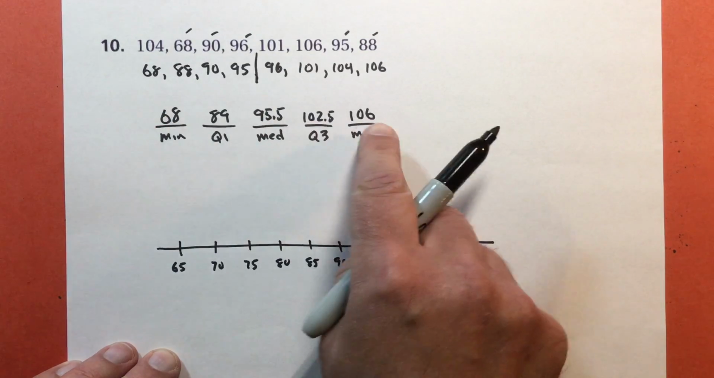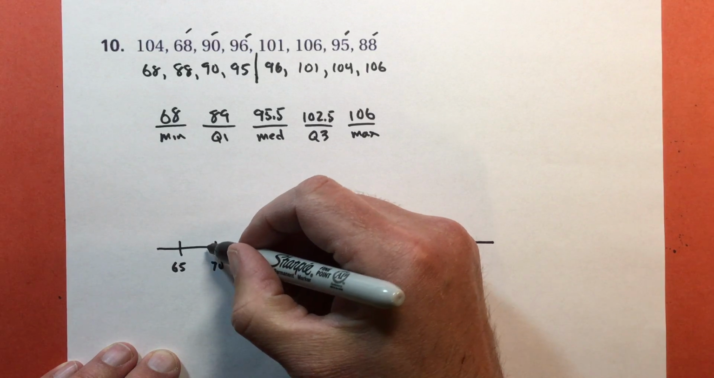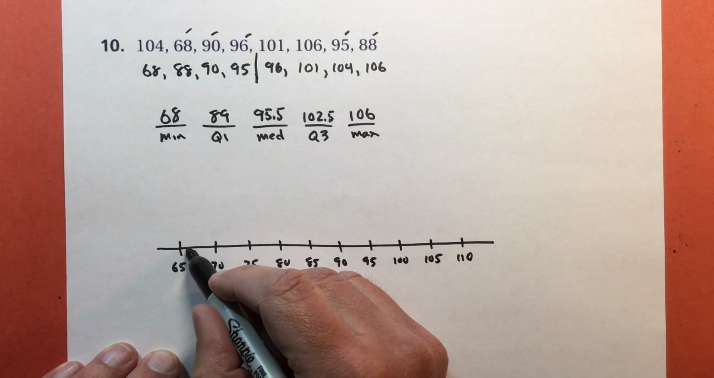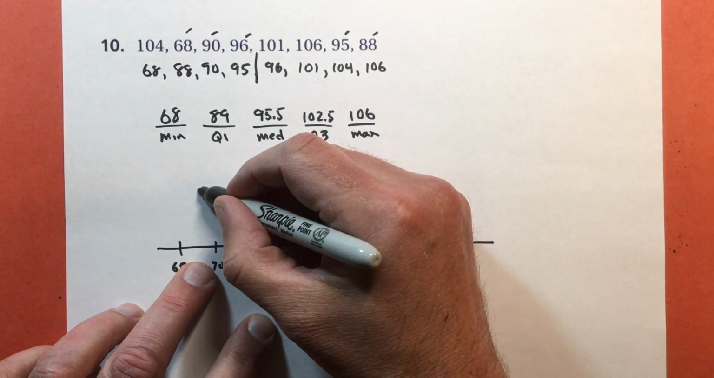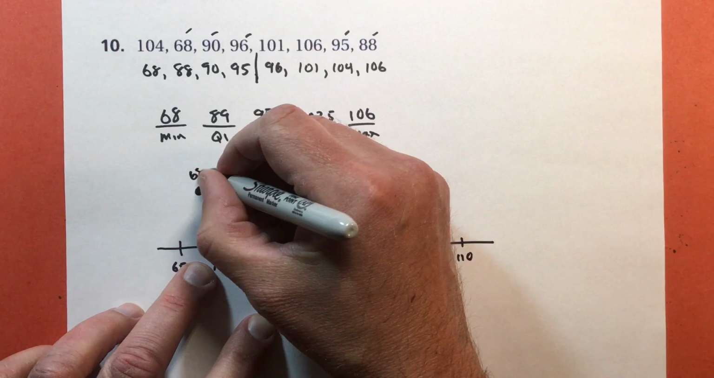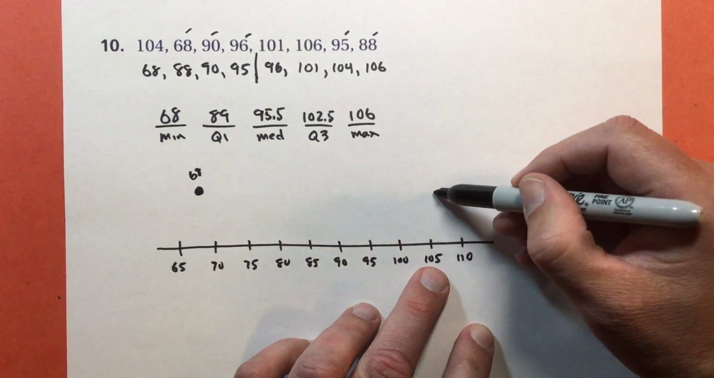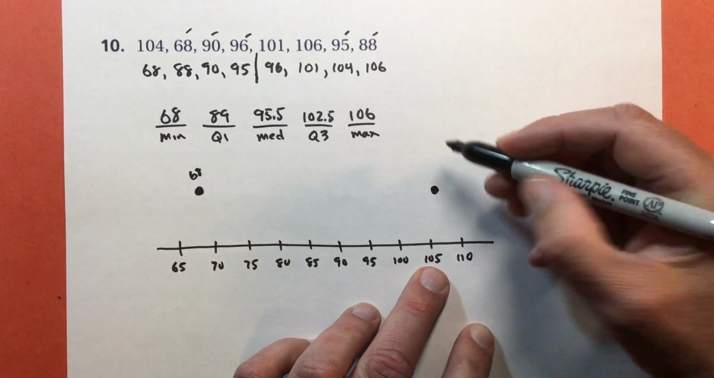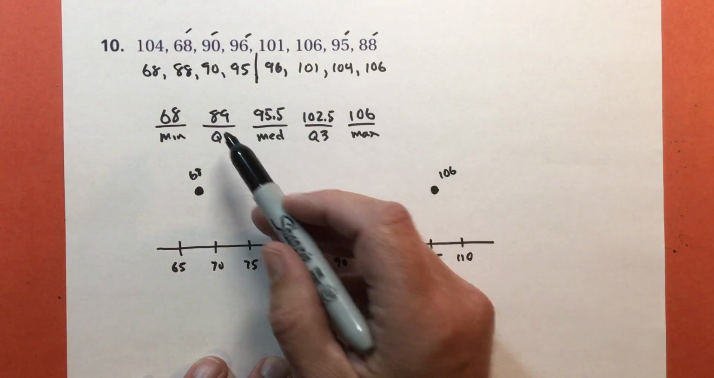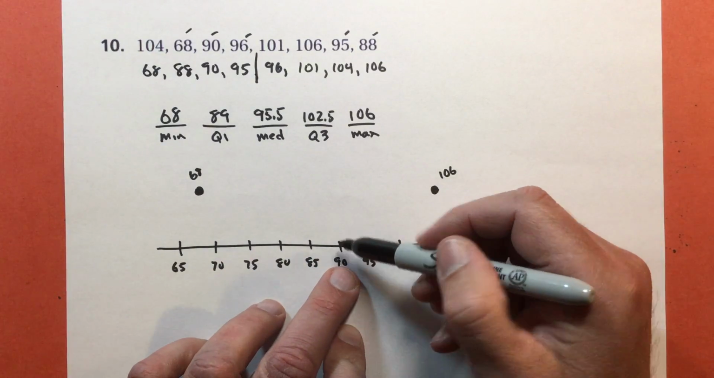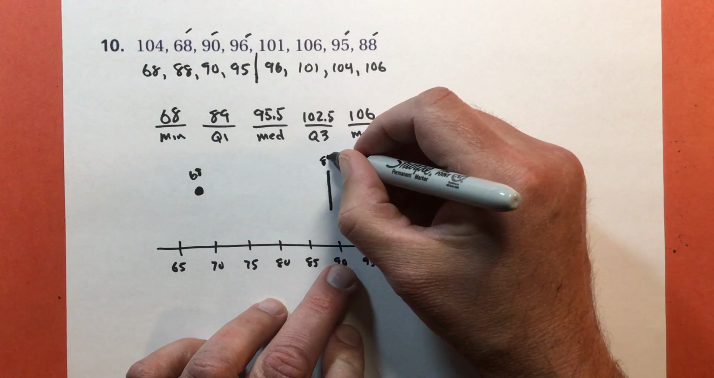The minimum and the maximum are both going to be dots, and I'm going to put it in this space right here. So 68, let's see, 66, 67, 68, 69, 70. So 68 is about right here. And we'll label it. 106, here's 105, so 106 is going to be just a little bit bigger, and don't forget that we have to label. 89 is right in front of the 90, so I'm going to draw my vertical line like that with my label.